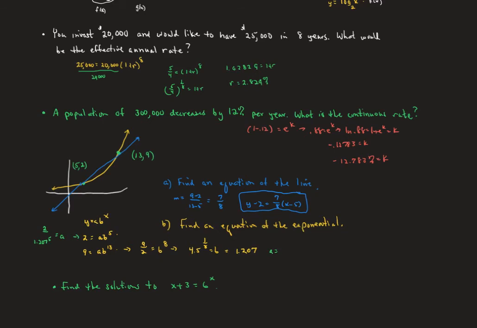And that looks like it's going to be a 0.781 to 3 decimal places, which is going to make our exponential equation y equals 0.781 times 1.207 to the x power.